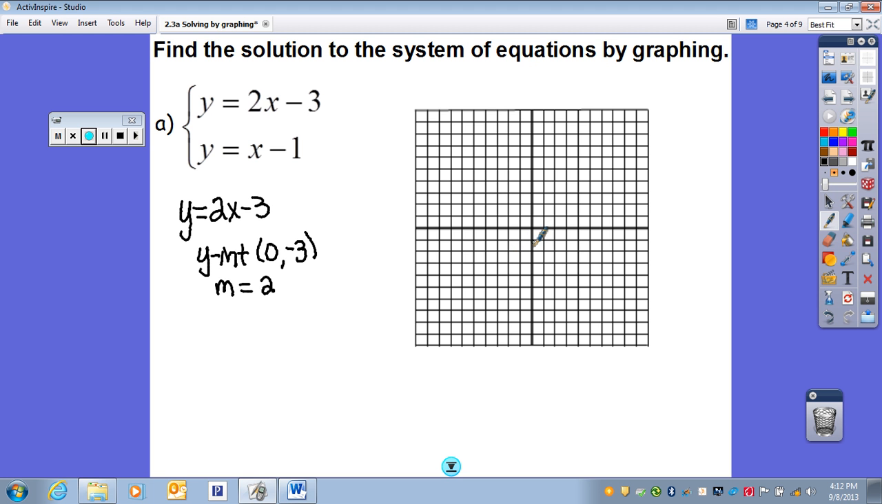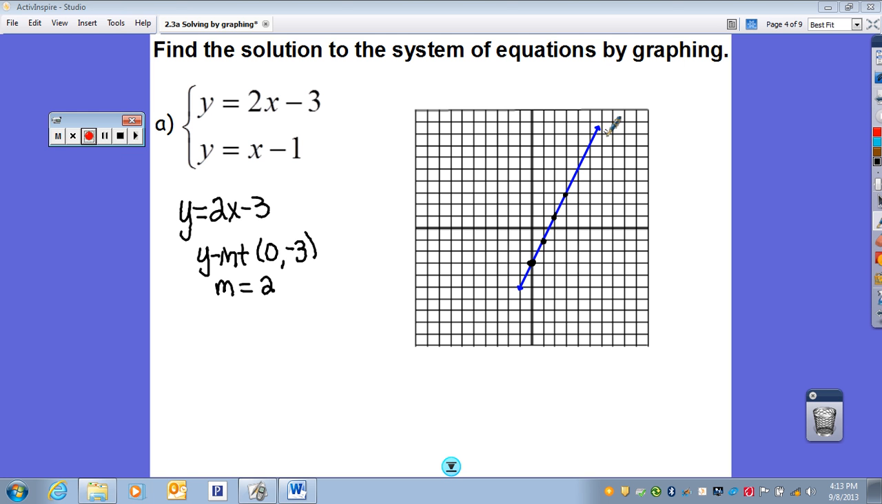So we'll put a point at 0, negative 3 on the coordinate grid, and then we will use our slope. Our slope is positive 2, which means we're going to go up 2 and over 1, up 2 and over 1, and graph our line from there. It's a great idea once you have your line drawn, we ask that you please label that as y equals 2x minus 3 so we know which line goes with which.